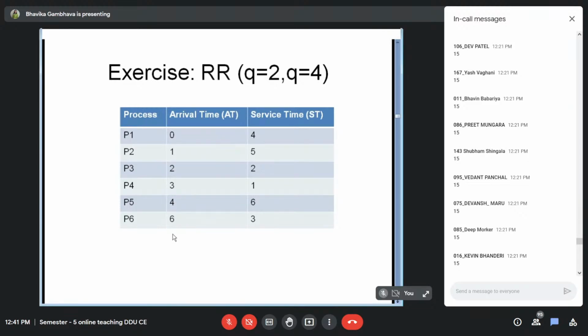Actually, there is no one correct answer. That depends on the implementation in your algorithm. If you choose the variant of this algorithm which says that the new one should be ahead, then it will be that. If you choose that the older one should be finished first and then the new one will come, then it will be that.